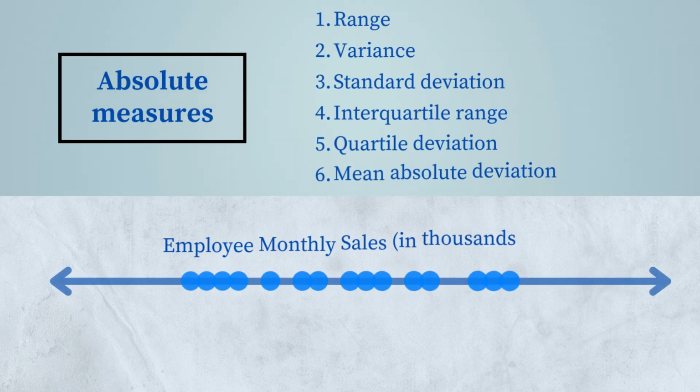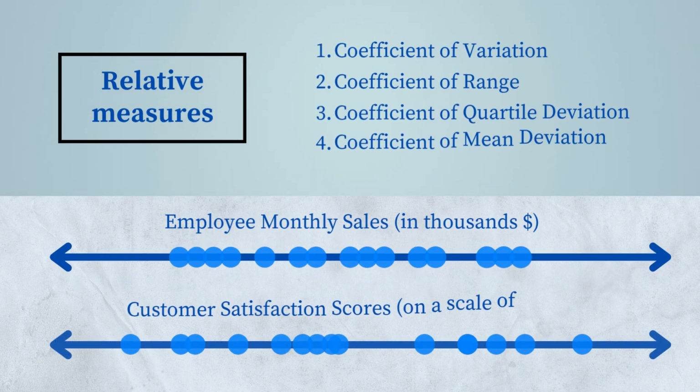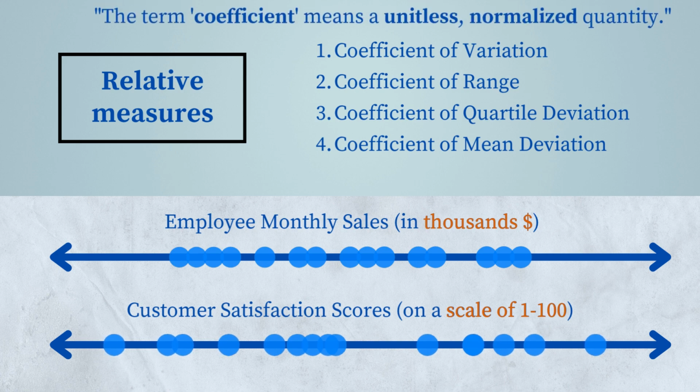While the absolute measures are used to describe the spread within a single dataset, relative measures are specifically designed for comparing the variability between two or more datasets that might have different units, scales, or means, as they express dispersion as a unitless ratio or percentage.